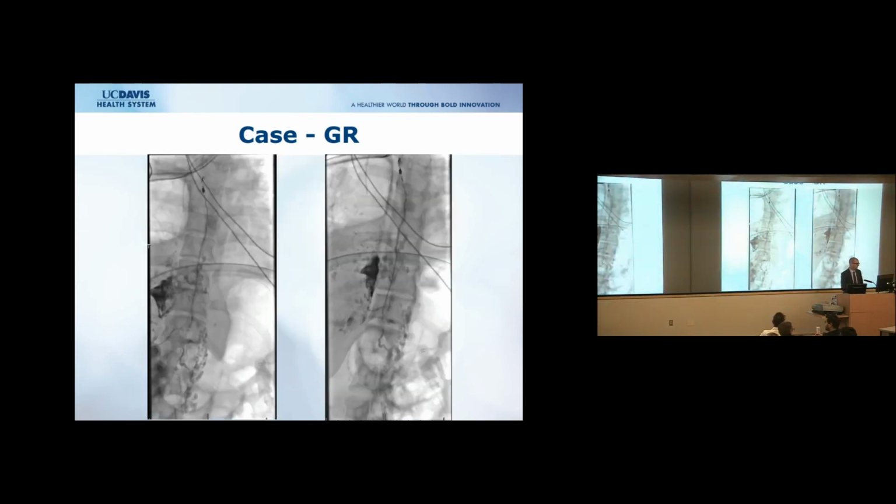Unfortunately, they didn't have any live images of them deploying the coils or the glue, but this is after a coil injection. You can see all the coils up here. You want to get the coiled portion as superiorly as you can, obviously, to decrease the likelihood of leak downstream. And then they inject a glue behind the coils all the way down to the injection site.